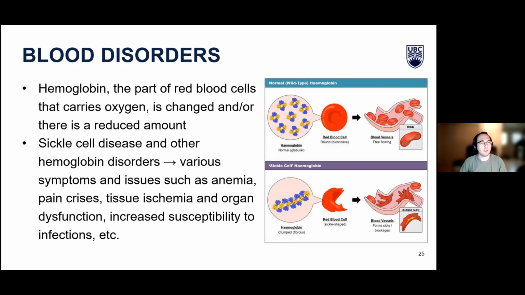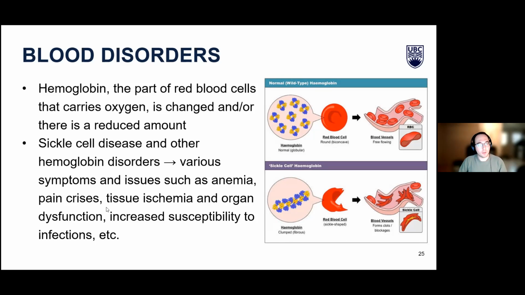All right, so moving on to the next one, we have blood disorders. So blood disorders are essentially where we have problems with hemoglobin, and hemoglobin is the part of the red blood cells that carries oxygen. So it's a large protein that carries oxygen in our red blood cells. And in these blood disorders, the hemoglobin is either changed in some way or there's a reduced amount of the hemoglobin.